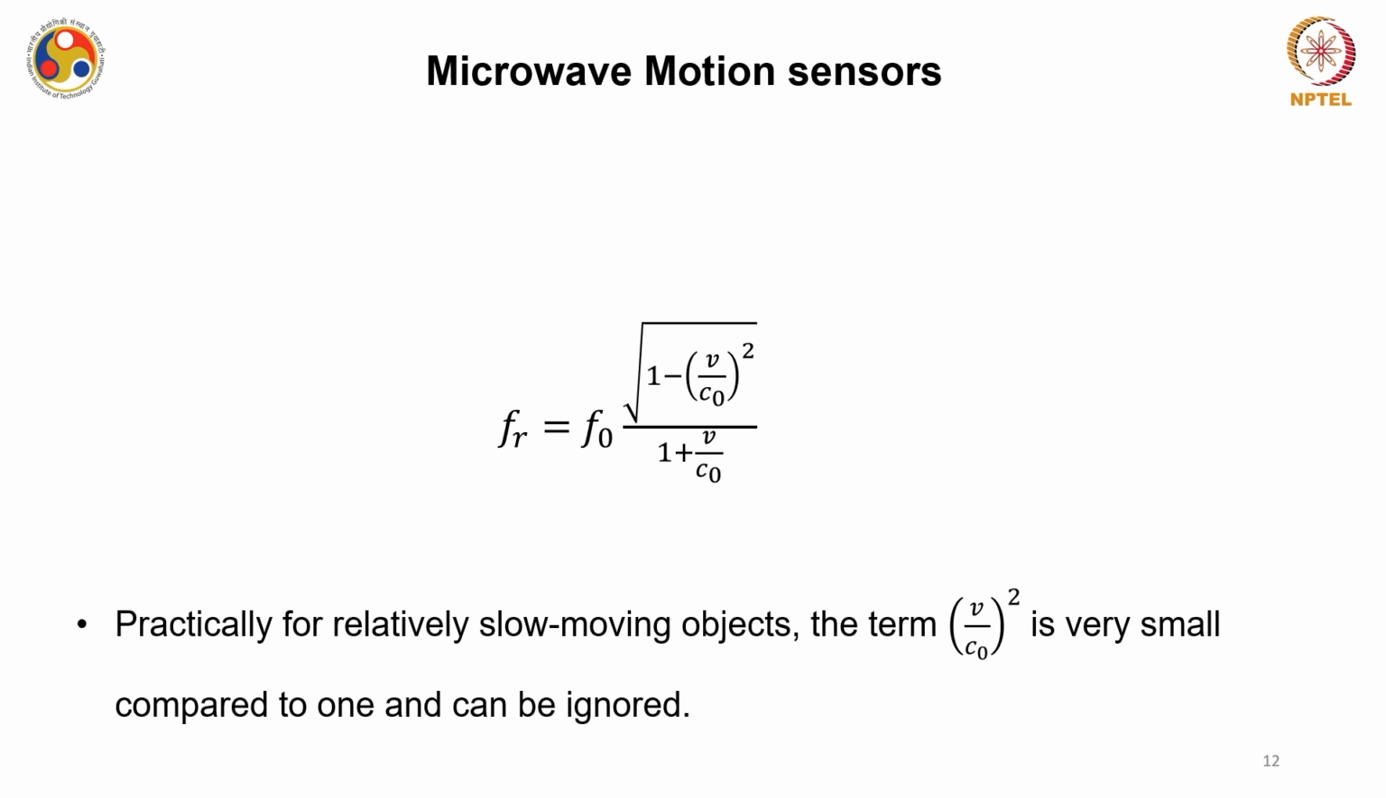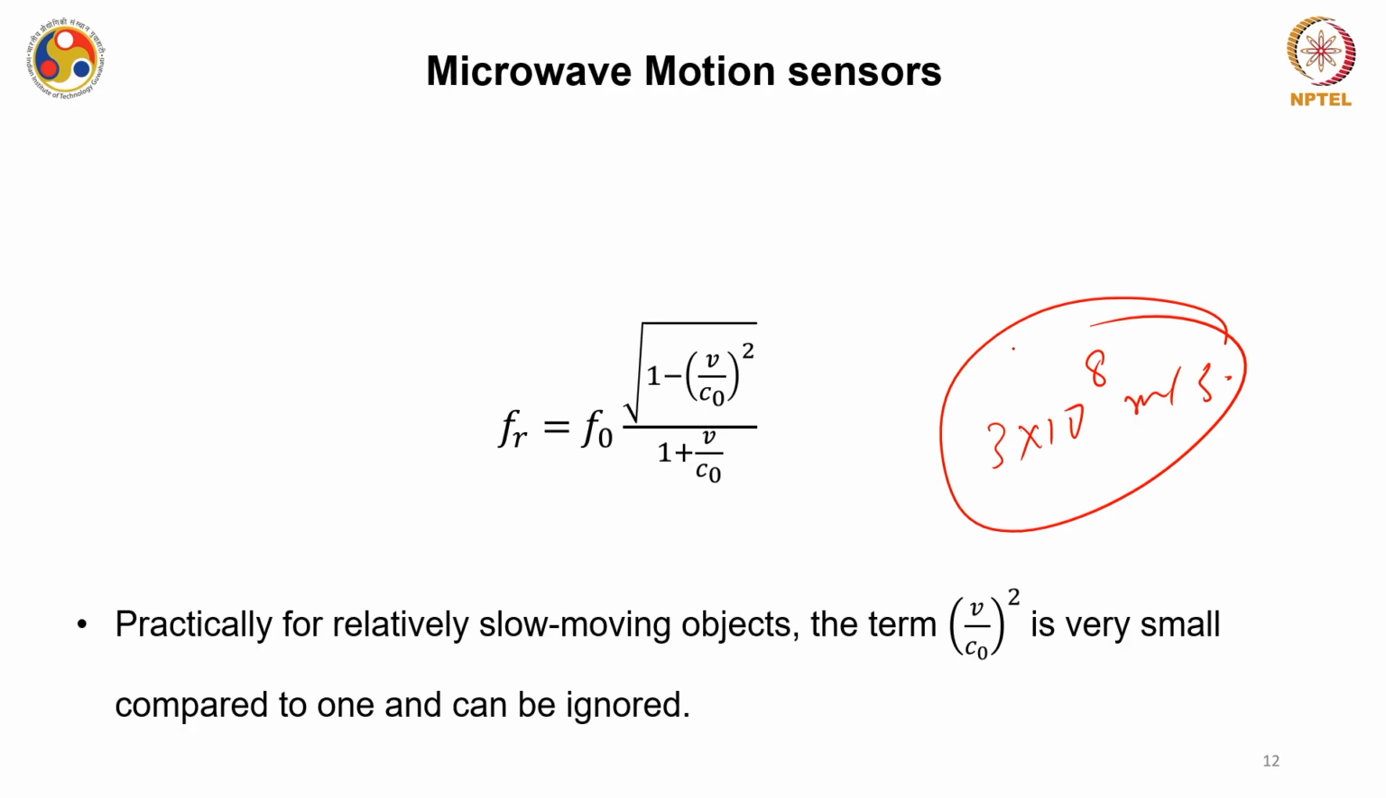Practically, for a relatively slow moving object, when I say slow, please note that I am taking the reference of the movement of the electromagnetic wave, which is traveling at 3 into 10 power 8 meter per second. Any object moving on earth will have much smaller speed as compared to this. So for a relatively slow moving object, this term v by c naught will be very small.